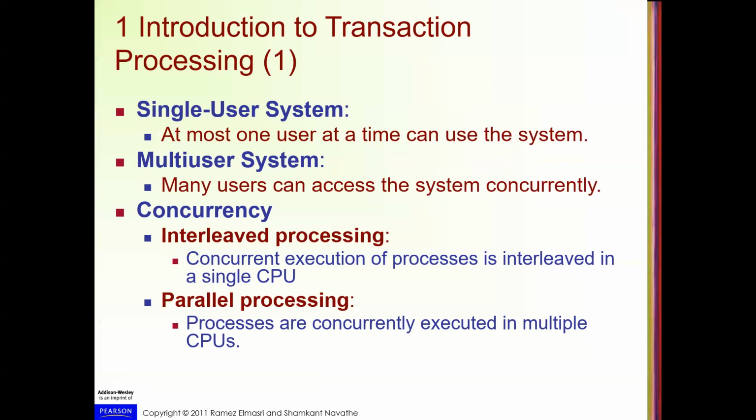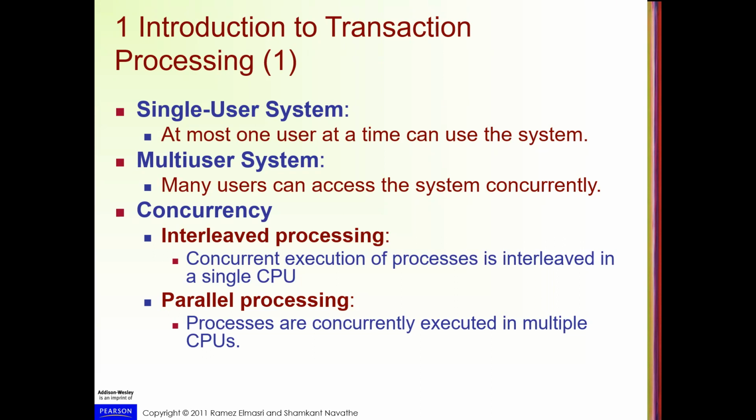Before we start understanding how the transactions are carried out in the database management system, it is very important to understand the following terms. The term single user system means that at most one user at a time can use the system. A multi user system implies that many users can access the system at the same time. We use a special term called concurrent access to tell that many users can access the system at the same time.